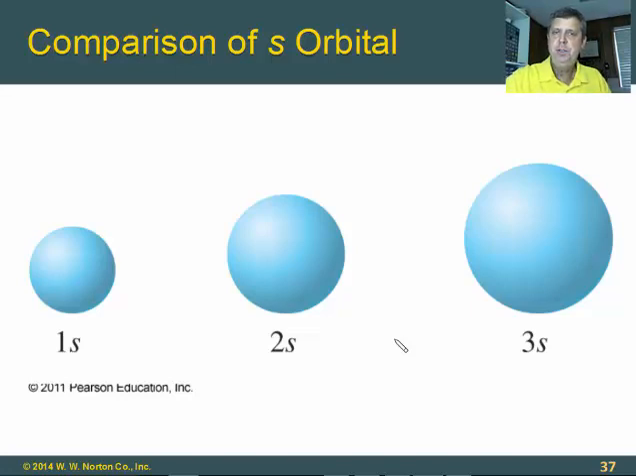The 1s orbital, these are the closest the electrons can get to the nucleus. The 2s orbital has the same shape, it's just physically larger. So the electrons in the 2s are going to be farther away from the nucleus than the 1s. And the 3s is the exact same shape, but the electrons are farther out.